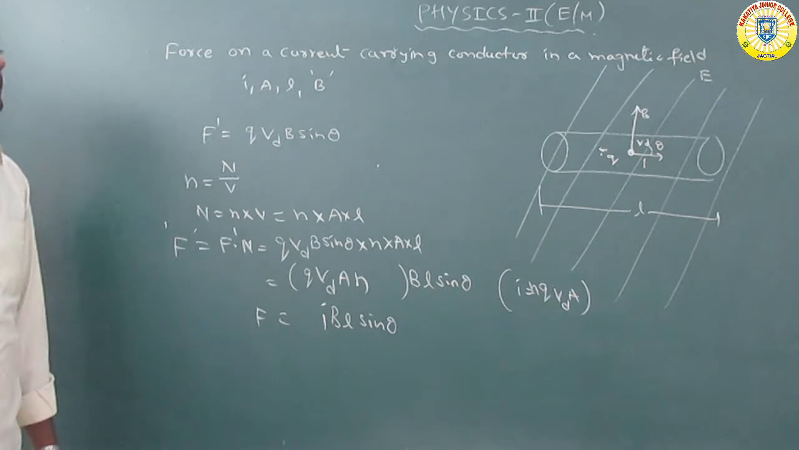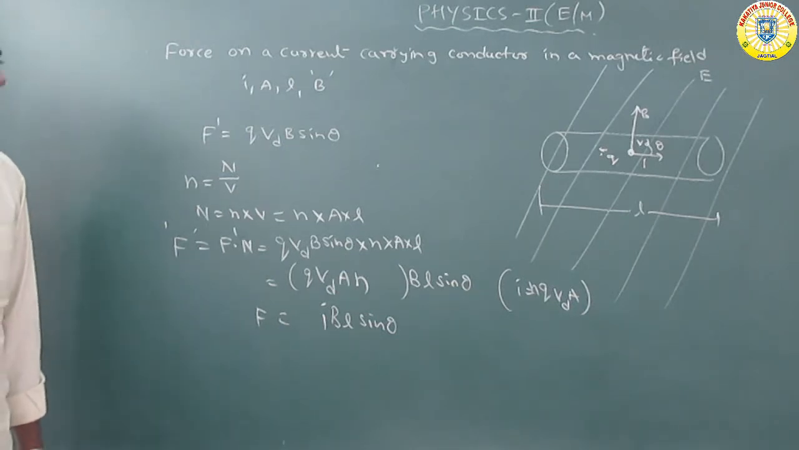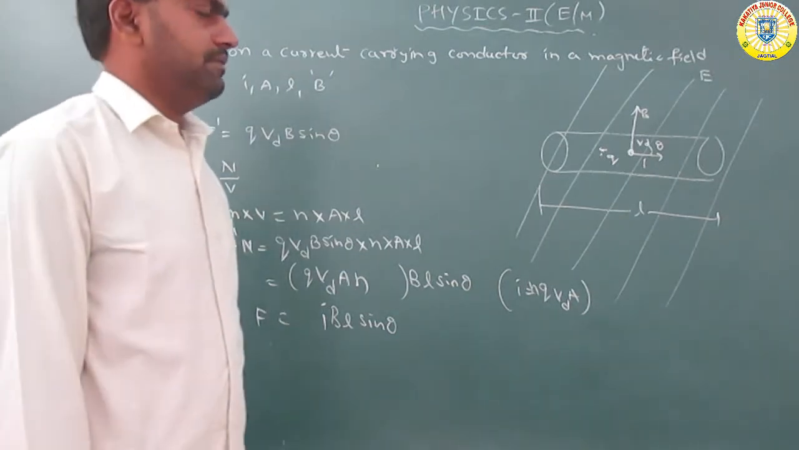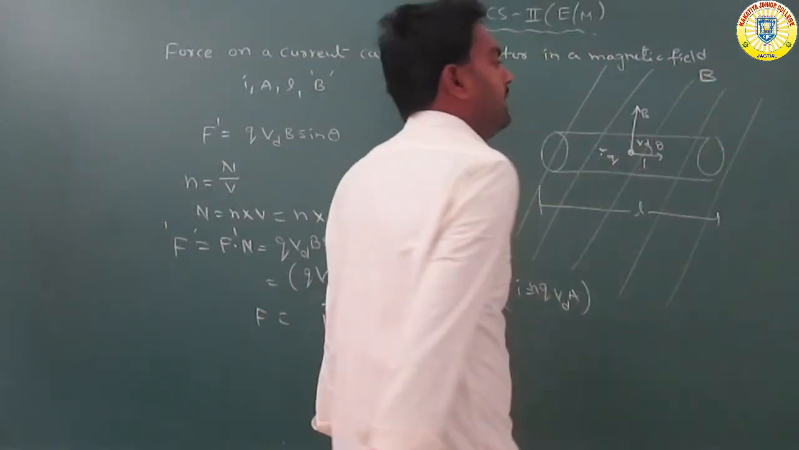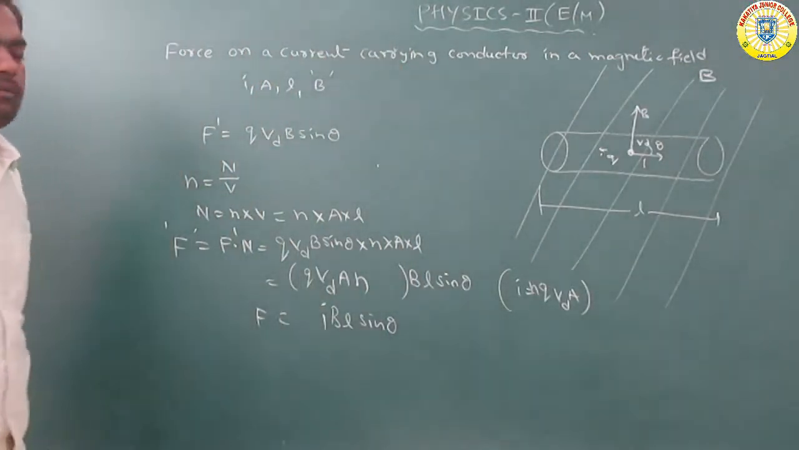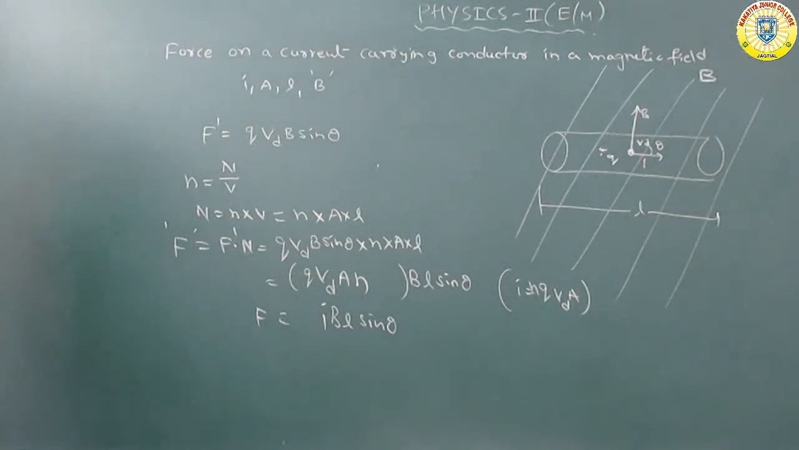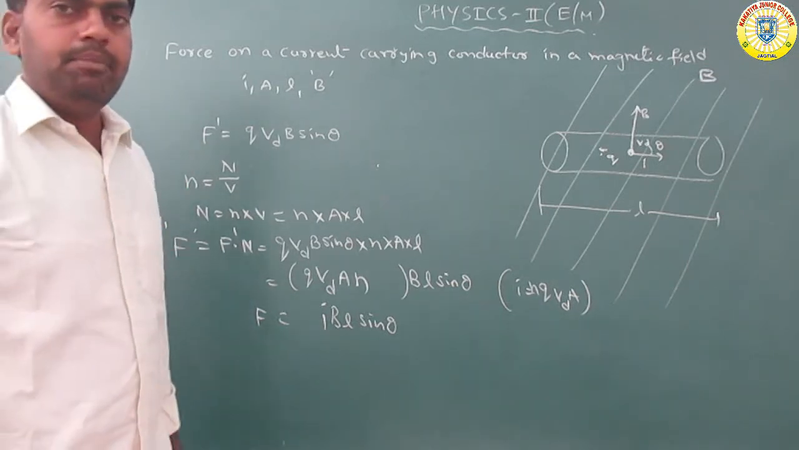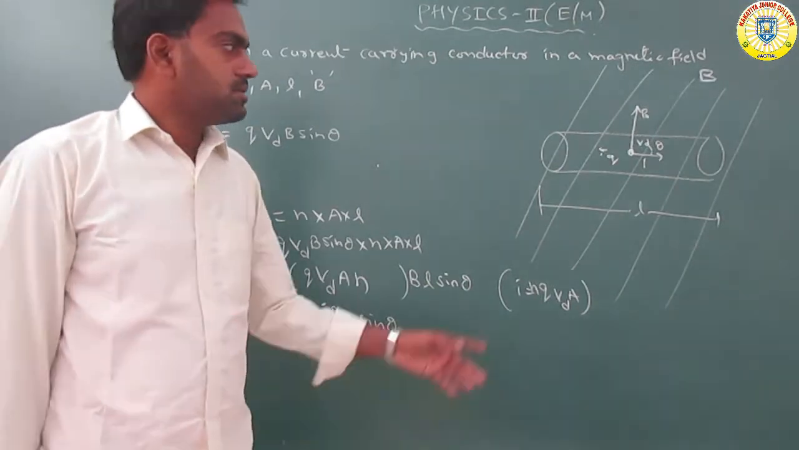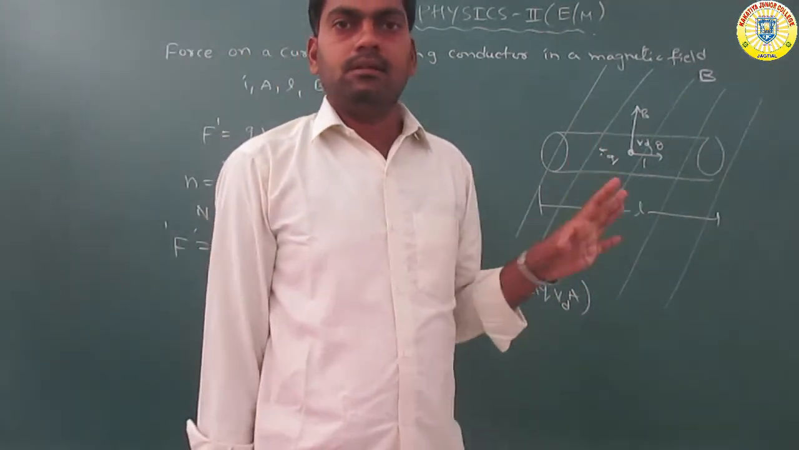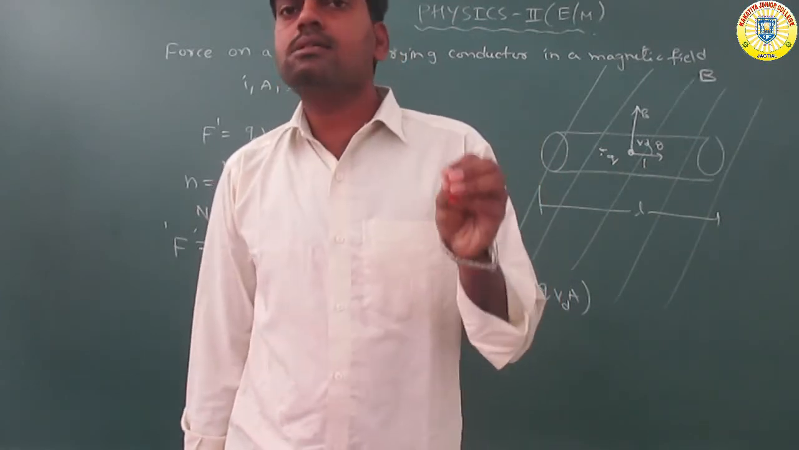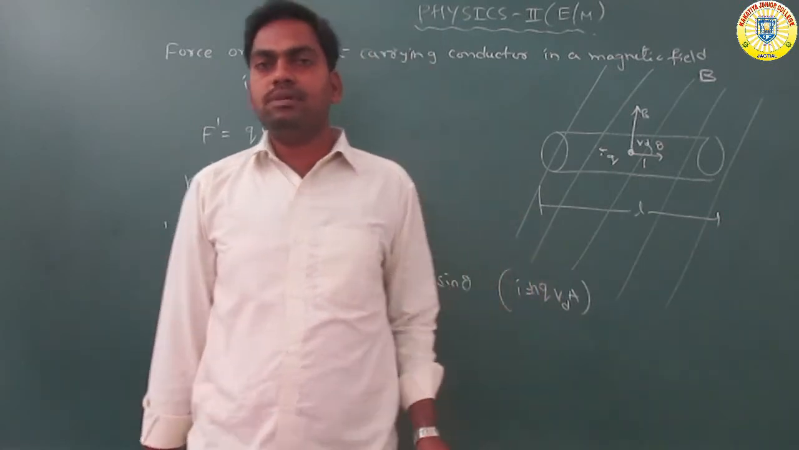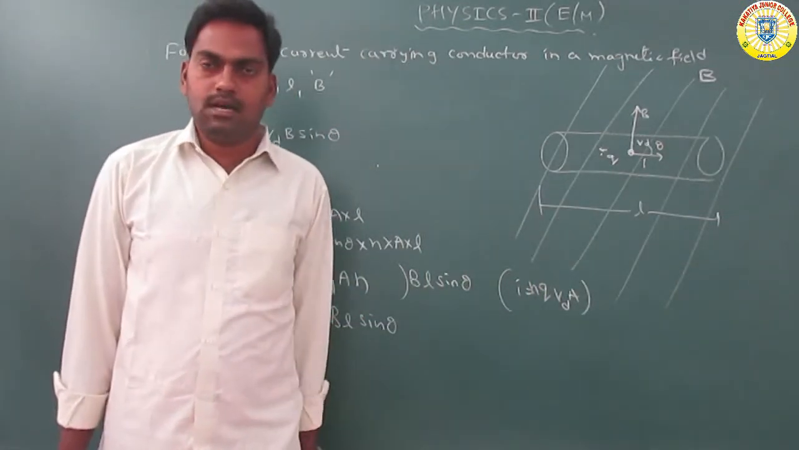So now we have a conductor carrying current I, placed in a uniform magnetic field. This is called a uniform magnetic field. Some force will be applied on the conducting wire, and the force is equal to I B L sine theta. That means when the current carrying wire is placed in the uniform magnetic field, some force will be applied. So the force F is equal to B I L sine theta.